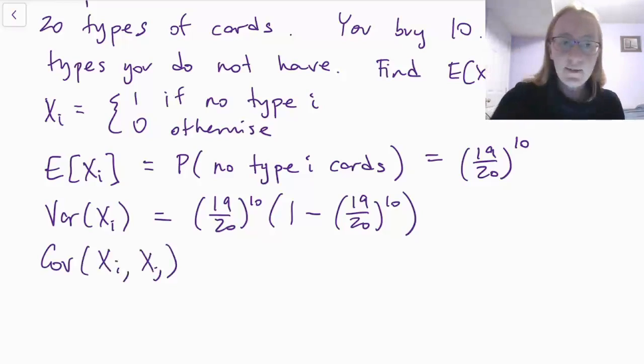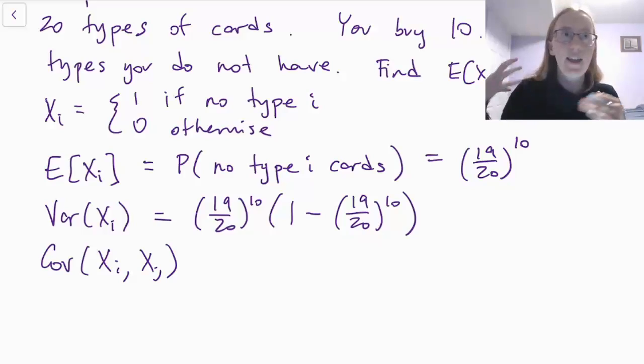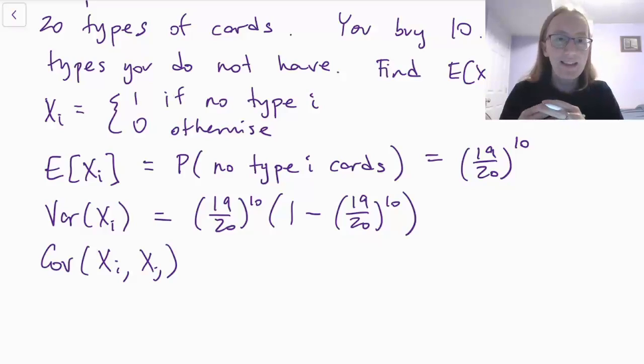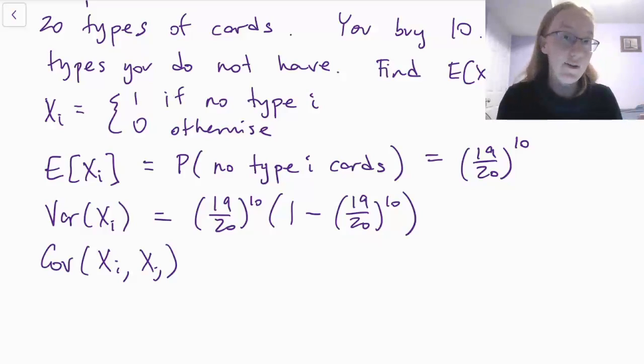And again, depending on the problem, there might be situations where all of the covariance pairs are equal to each other. That was the case in the hats or letters into envelopes example. That was the case in the hypergeometric example, and that is the case here. But there's plenty of problems where the covariances are not always equal.